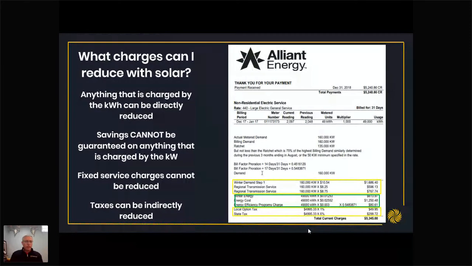So that can be a disappointing conversation to have sometimes, but know that there are ways to remove yourself from that billing code, and there are ways that with additional monitoring, we can understand when those peak demands are happening, and then we can have a better idea of what reductions you could see from solar energy. So it's not impossible. It's just that there's a lot more work to be done to determine it.